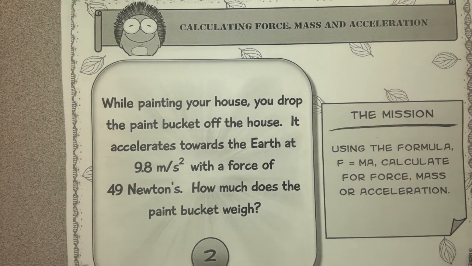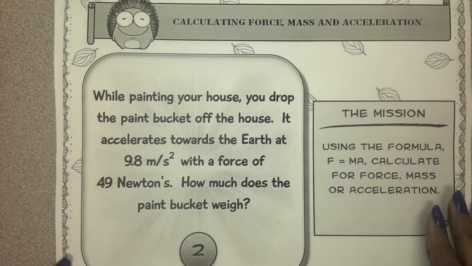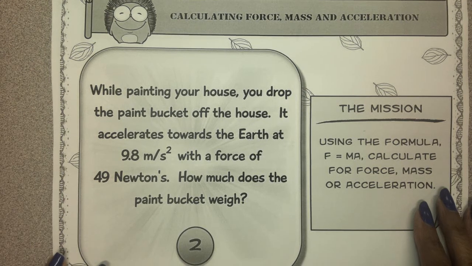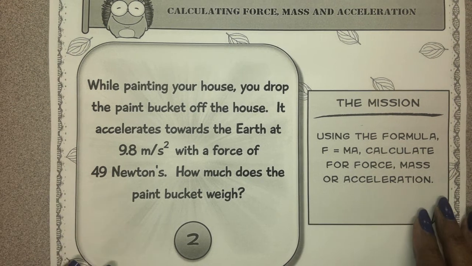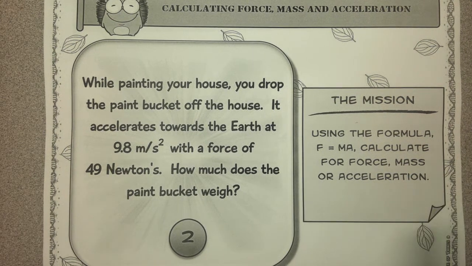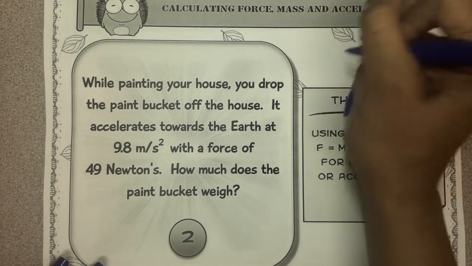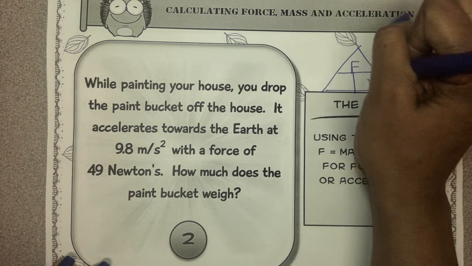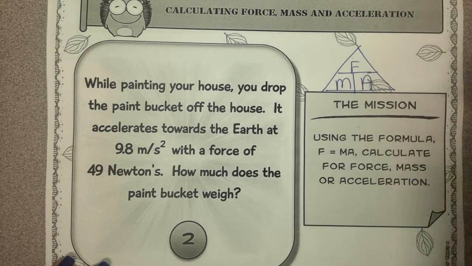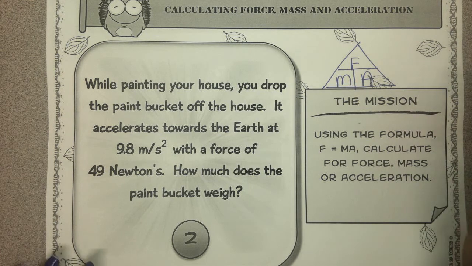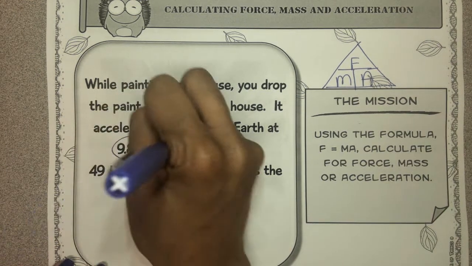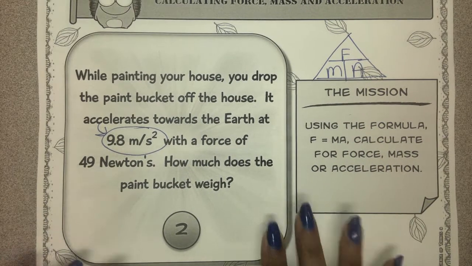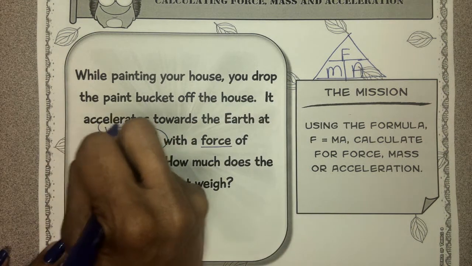Okay, the next one. While painting your house, you drop a paint bucket off the house. It accelerates toward Earth at 9.8 meters per second squared with a force of 49 newtons. How much does the paint bucket weigh? So, again, let me draw my triangle. What am I given? They're giving you the acceleration, which is 9.8 meters per second squared, and the force in newtons. That's your force.